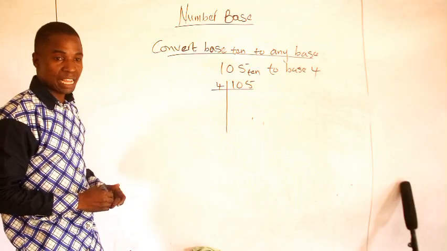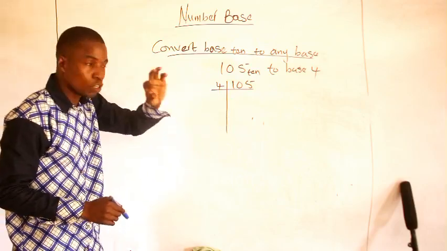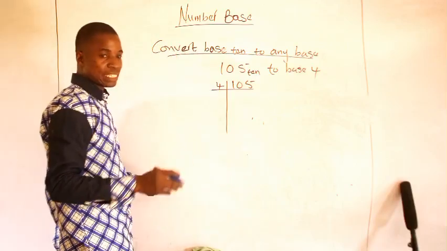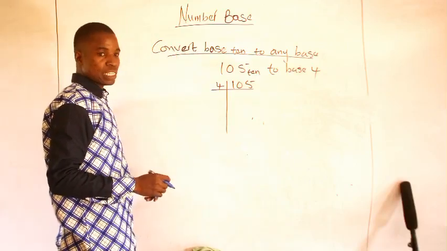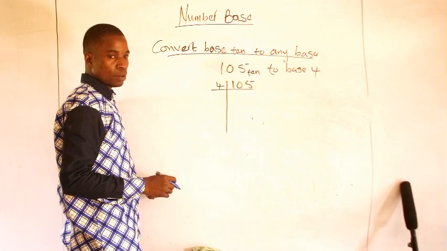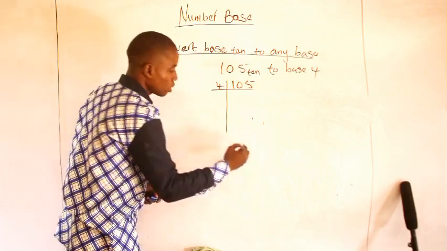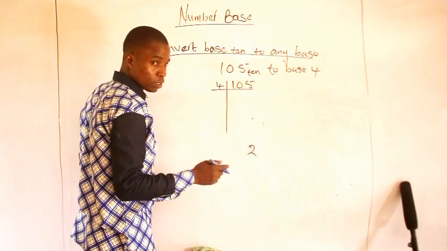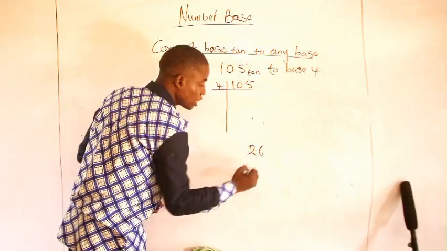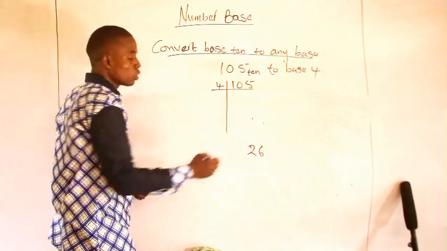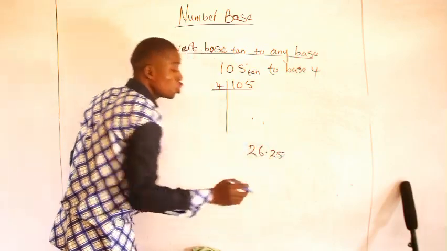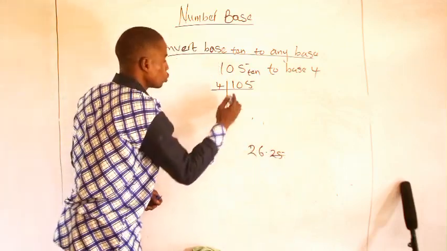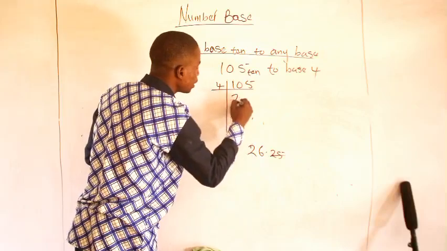Can you give me the answer? What is the answer? 26 remainder 4. It will give you 26 point something, 26.25. You don't need to do anything with the point. Just include the 26. You don't need this one.